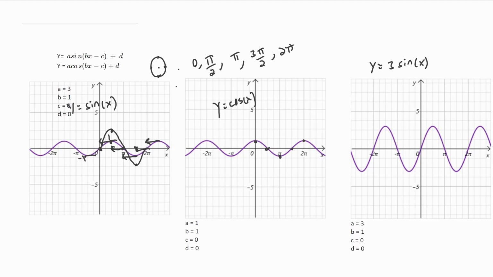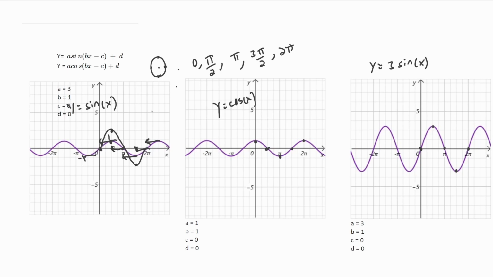And again, those key features we talked about over here of 0, pi over 2, pi, 3 pi over 2, and 2 pi are all multiplied by 3. So the ones that were 0 stayed at 0, and the ones that were at 1 are now at 3. And every point in between stretches. And so when we're talking about this, we're actually talking about the amplitude.